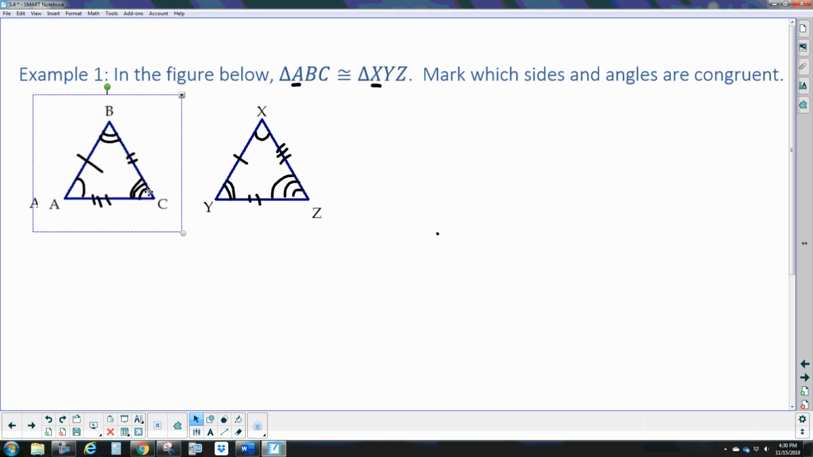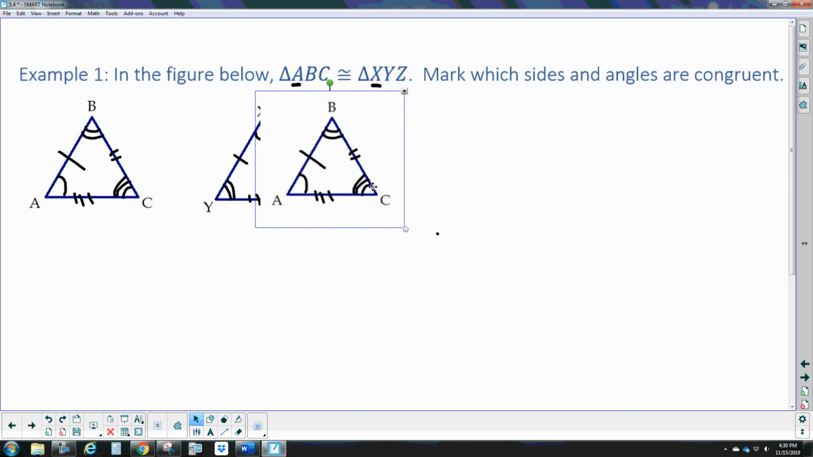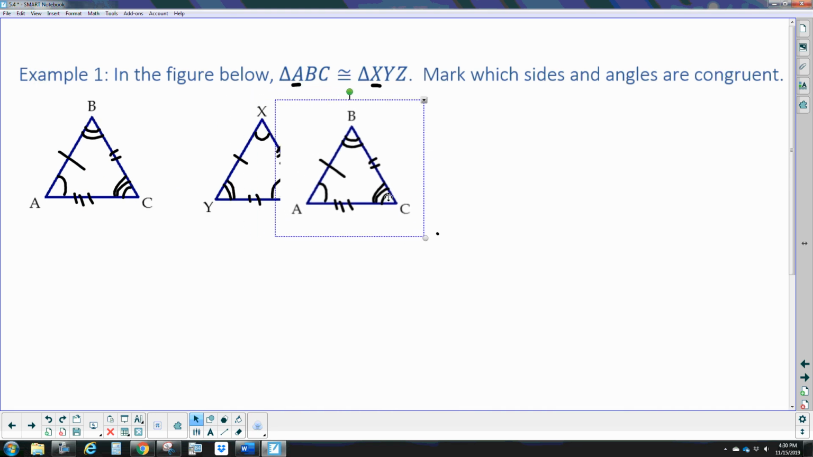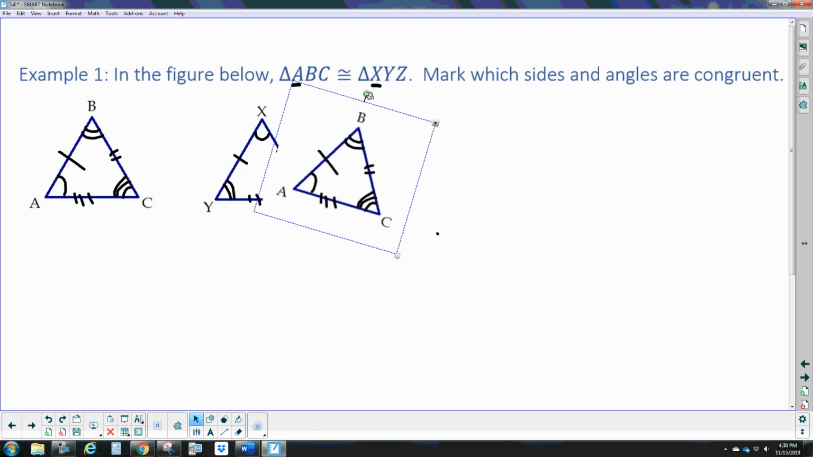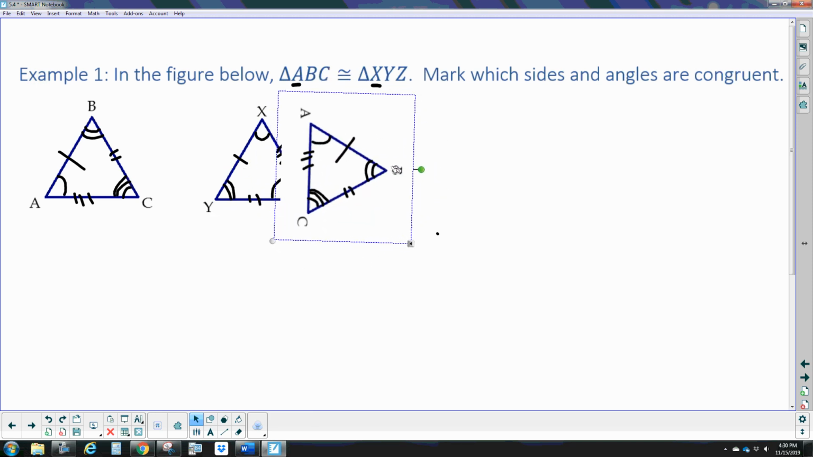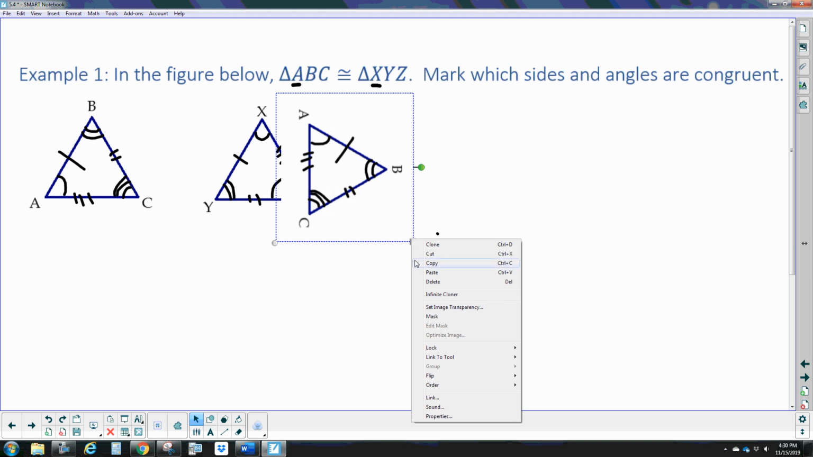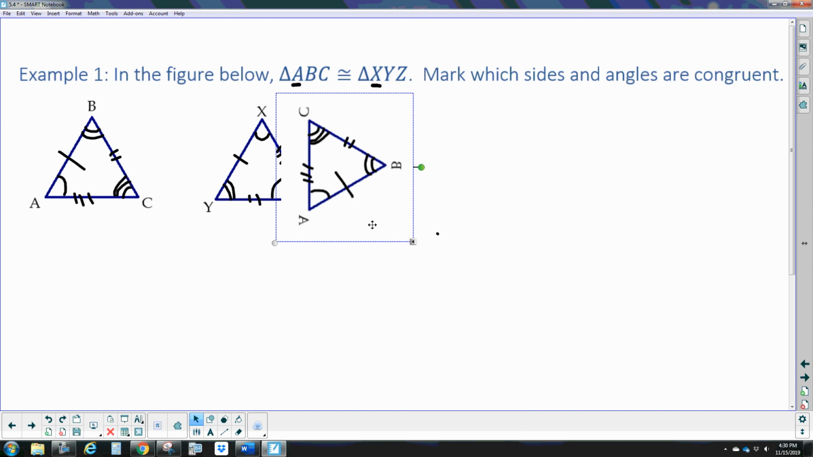Now, if I were to actually take this and slide it over here, I can see that A and Y, I'm looking at these angles right now, and they are not marked congruent. So I could just turn this, and maybe I have to flip it. So it's a rotation and a reflection.